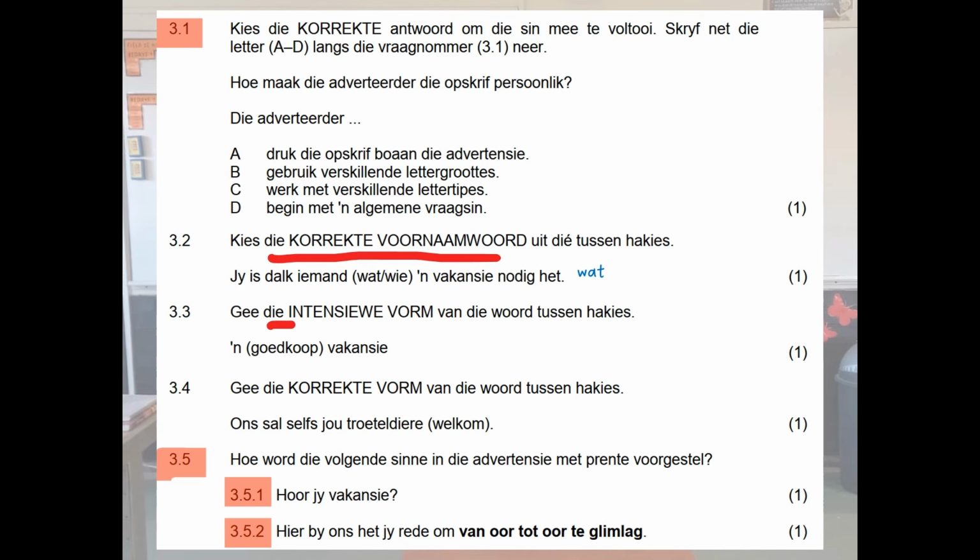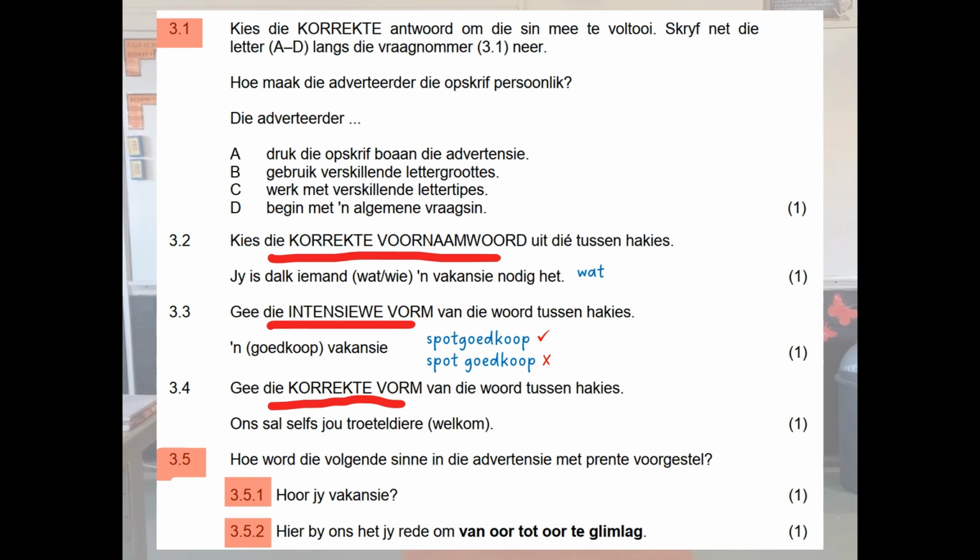3.3, give the intensive form of the word in brackets. 'n Goedkoop will be spotgoedkoop, one word and not two words. So in this case, when it comes to intensive forms, because all intensive forms need to be one word, your spelling will count, because they are testing not only if you know your intensive form, but if you know the rule about the spelling.